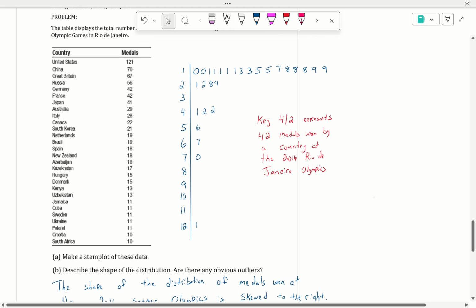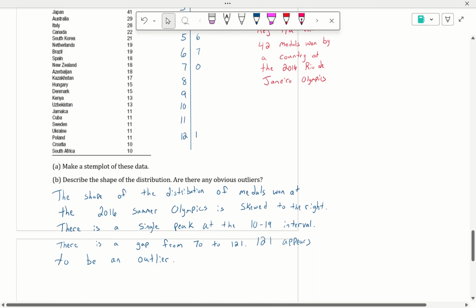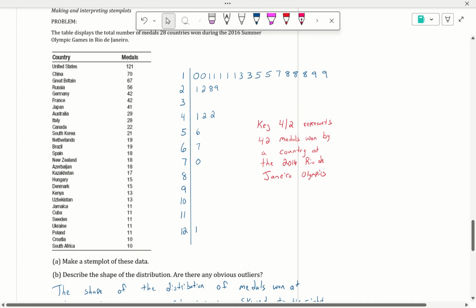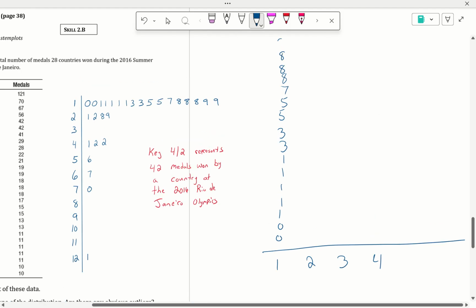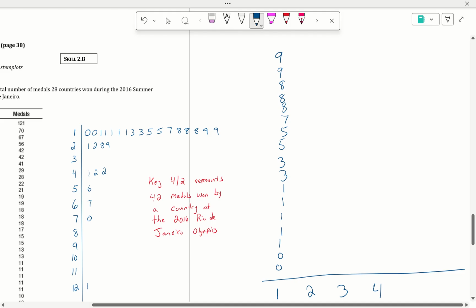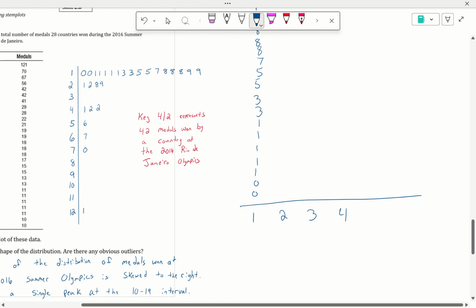A, make a stem plot of the data. We did that. B, describe the shape of the distribution. So to describe the shape, if you would tilt your head to the right, in other words, if we rotated this thing 90 degrees, it would look like this. And we got 1, 2, 3, 4. I'm not going to take the time to do it, but I will write out 1 here. 0, 1, 1, 1, 1, 1, and then 3, 3, 5, 5, 7, 8, 8, 8, 9, 9. And then for the group that is 20 to 29, 1.